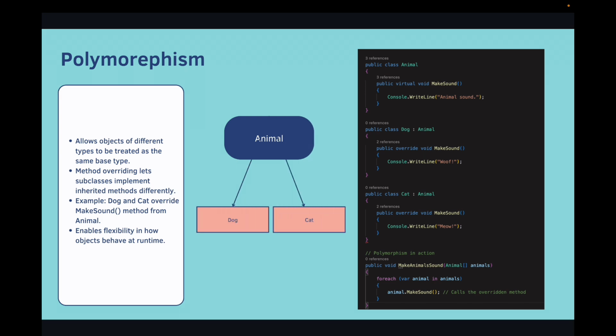The final concept is polymorphism. Polymorphism allows objects of different types to be treated as if they are the same type. This often happens through method overriding or interfaces. Imagine you're working with different animals and you want them to all make sounds. Even though cat and dog are different classes, you can still treat them both as animal and still get the correct behavior. Let's have a look at how polymorphism works through the method overriding process. In this case, the make sound method in cat and dog overrides the method in animal. When you call make sound on an array of animal objects, the correct version of the method will be called for each specific target. This is polymorphism in action.